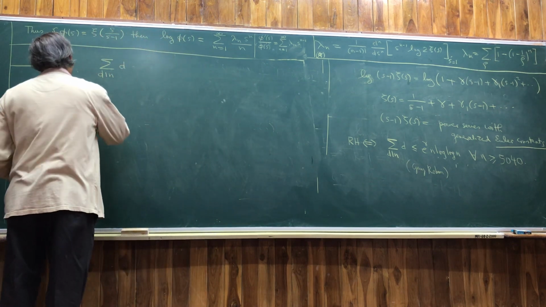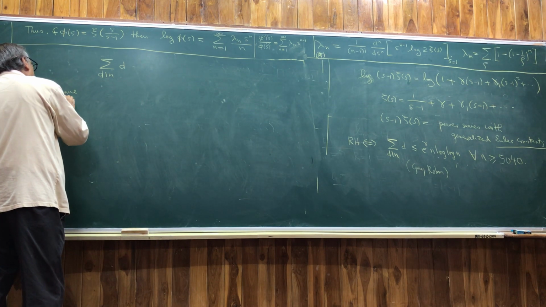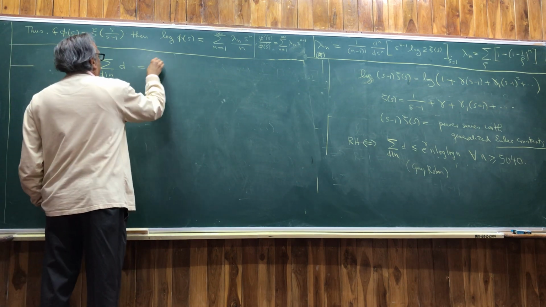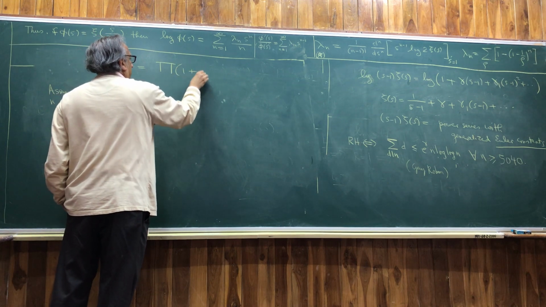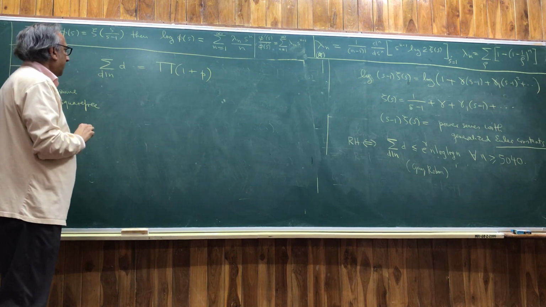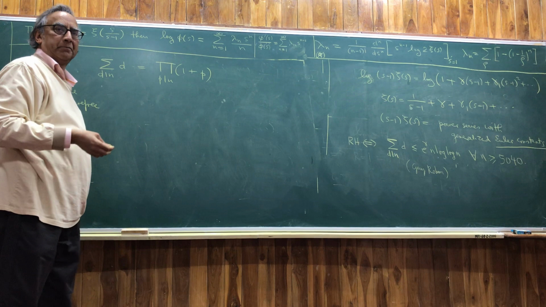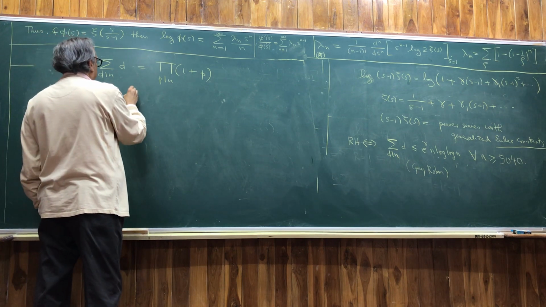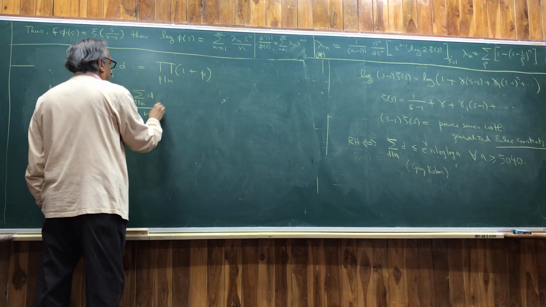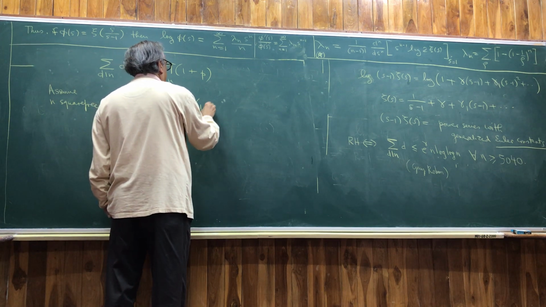Let me point out first. Assume n is square free for the moment, so that I don't get into these powers, and this just becomes 1 plus p, for p dividing n. And when I divide out by n, the sum over d dividing n of d divided by n is going to be the product over p dividing n of 1 plus 1 over p.